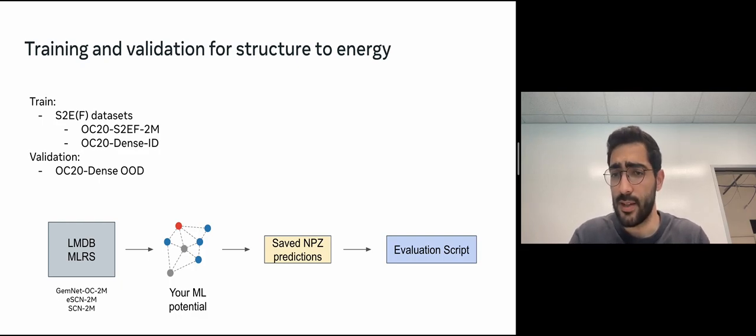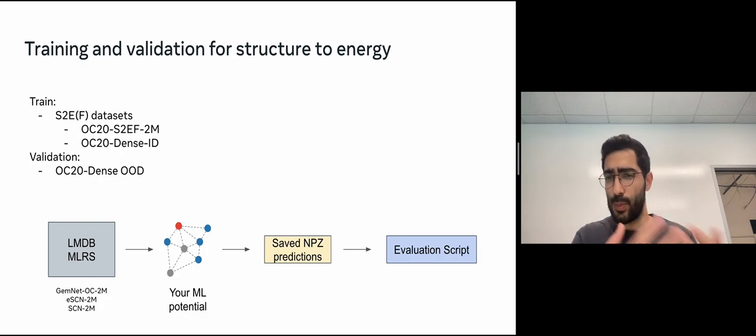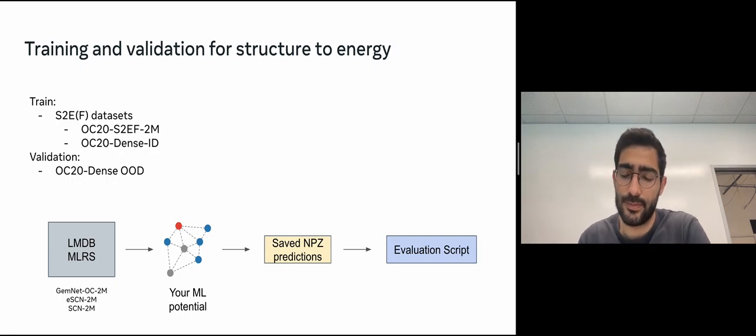And because a DFT evaluation is involved, we will have done that ahead of time. Because we are releasing the ML relaxed structures, we have computed the DFT energies ahead of time, and as part of the release for these relaxed structures, we'll also release the DFT energies so that the evaluation script can make use of that and give you an accurate success rate.